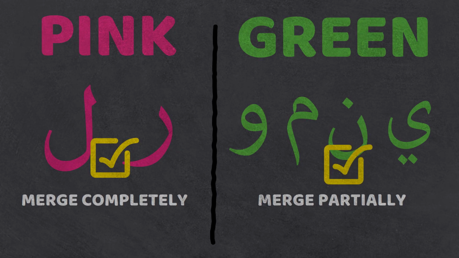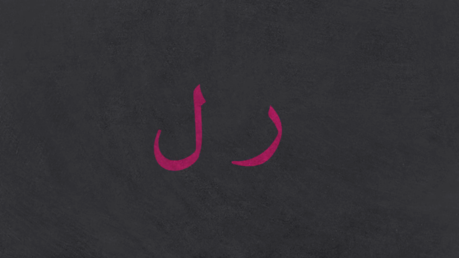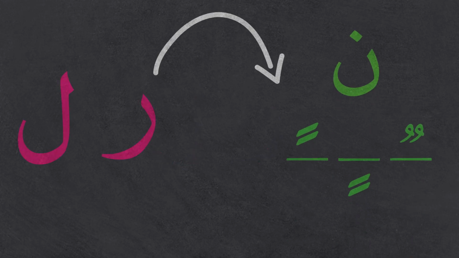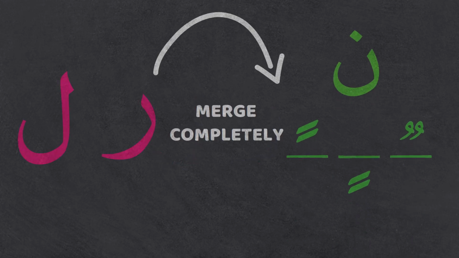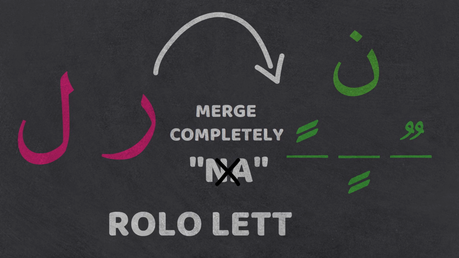the partial merging letters. When Ra and Lam come after the Noon Sākin or Tanwīn, they merge completely, which means there is no Na sound left from the Tanwīn or Noon Sākin. To help the students remember, you can call these the Rolo letters.